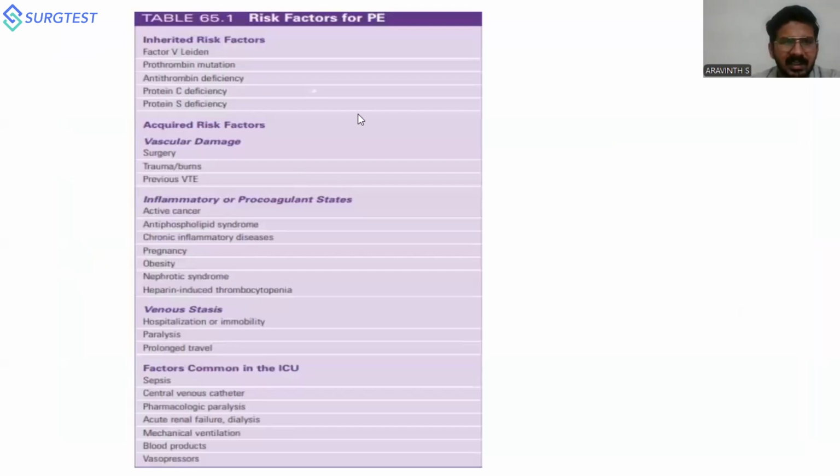So going to a short list of what are the inherited and acquired risk factors. Most often the questions are based on the inherited risk factors, while the acquired risk factors you just have to remember. So the major inherited risk factors are factor V Leiden mutation, prothrombin mutation, antithrombin deficiency, and protein C deficiency.